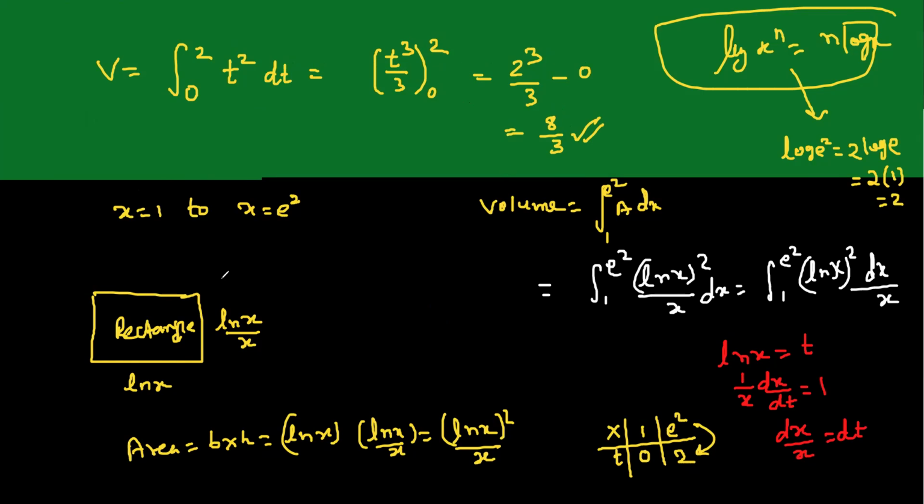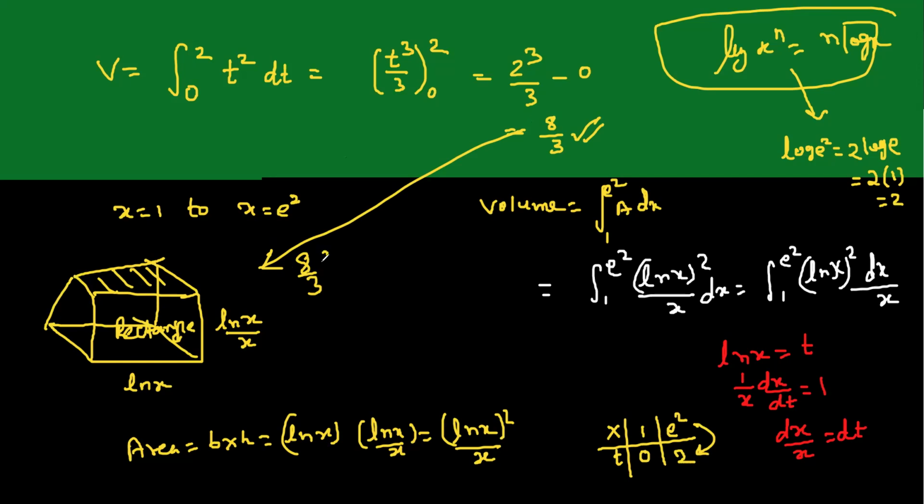It means that when you stretch this to the height, it becomes a 3D rectangle, a box-like shape. Then the capacity of this box is what? 8 over 3 cubic meters or whatever unit, right?